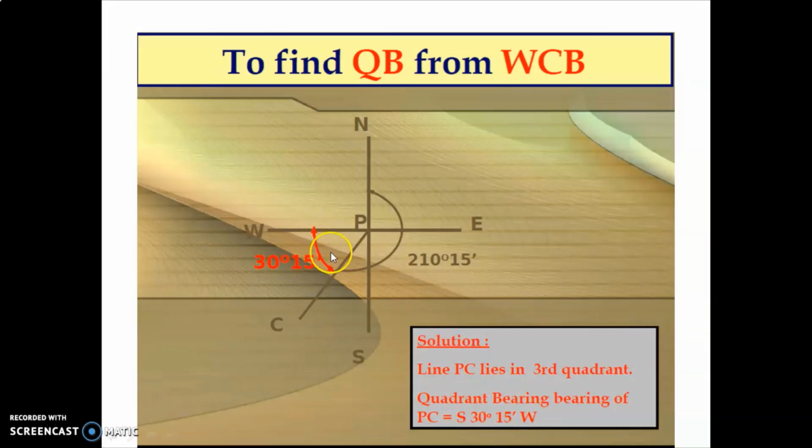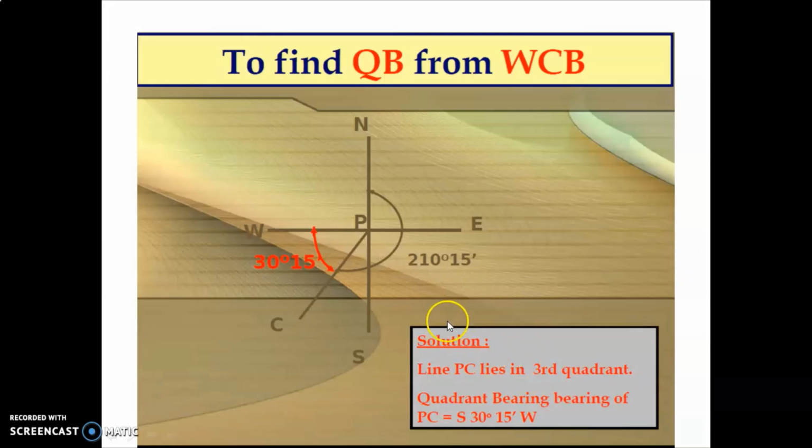So dear student, just recheck this. This angle will be from here to here, not from here to here. Why? Because this is 210 degree 15 minute and from here to here it is 180. So from 210 degree 15 minute, you just deduct 180. So what will be the answer? 30 degree 15 minute, but from here to here. And it is approaching toward the south pole. So the answer is south 30 degree 15 minute west.